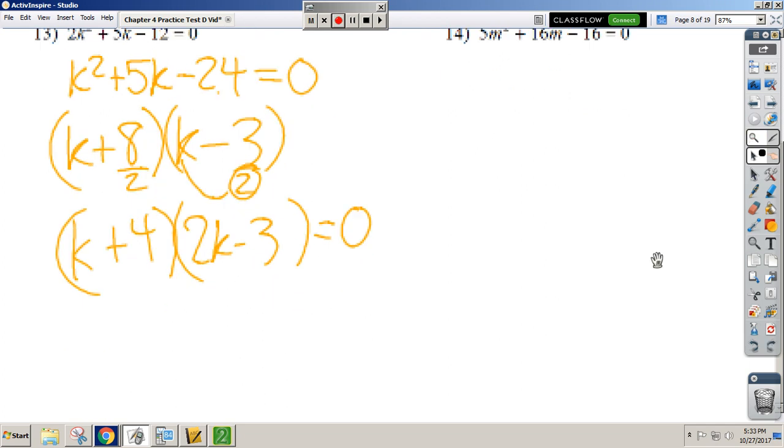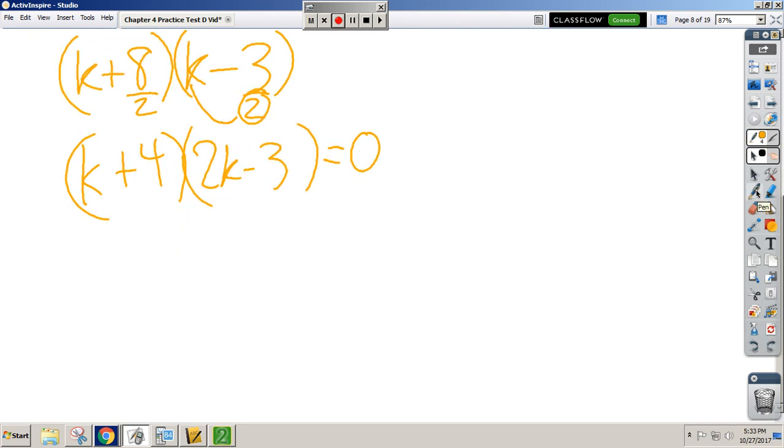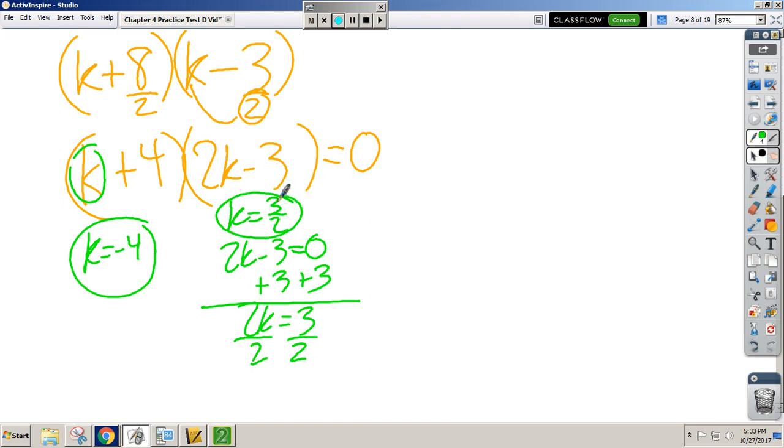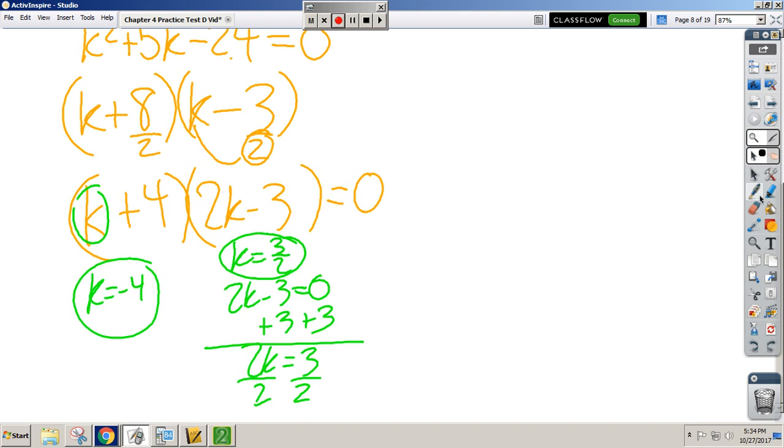And then we need to solve it. When we solve each of these, this one turns out to be negative 4, because negative 4 plugged in here makes that 0. And this one, if we set it equal to 0 and solve it, we would add 3 to both sides. So we get 2k is equal to 3. Divide both by 2, and you get k equals 3 over 2, or 1.5. And you might notice, let me just scroll up a sec, that we could have solved it directly right here, because 3 over 2 minus 3 over 2 would equal 0 as well.